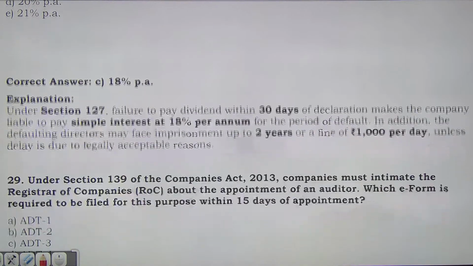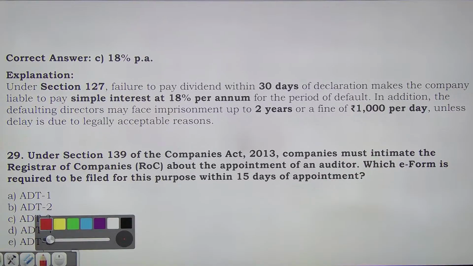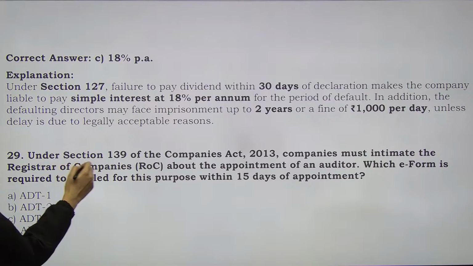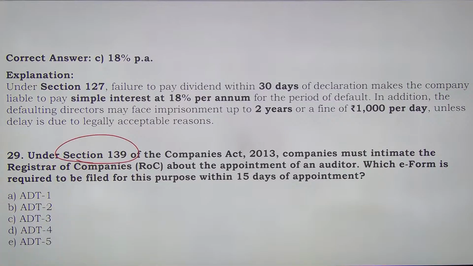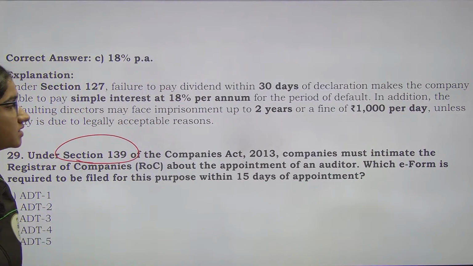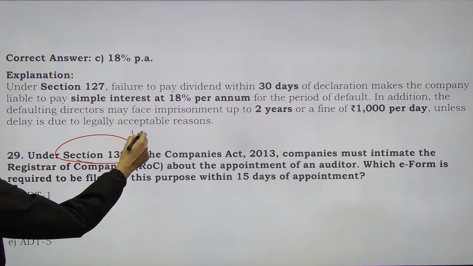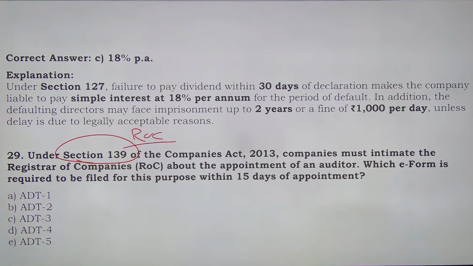Now we are moving forward to the next question, which is question number 29. Question number 29 is asking you about section number 139, which is from the chapter on audit, our auditors chapter. Now the questions from that chapter have started. So in this section number 139, companies must intimate to the ROC about the appointment of an auditor. Which e-form is required to be filled for this purpose within 15 days.